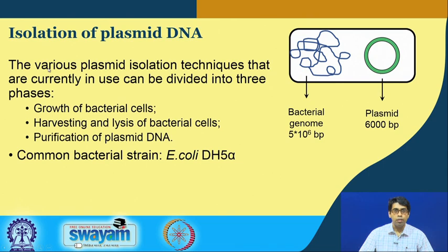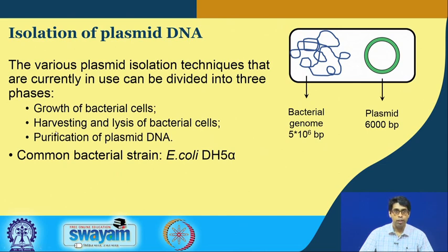There are various techniques of isolation of plasmid DNA, and they vary in different terms, but you can divide them into three major phases that are common in all these different techniques. The first one is the growth of the bacterial cell, because we are going to isolate the plasmid from some bacterial cell. So you have to grow the bacterial cell and then isolate the plasmid from there.